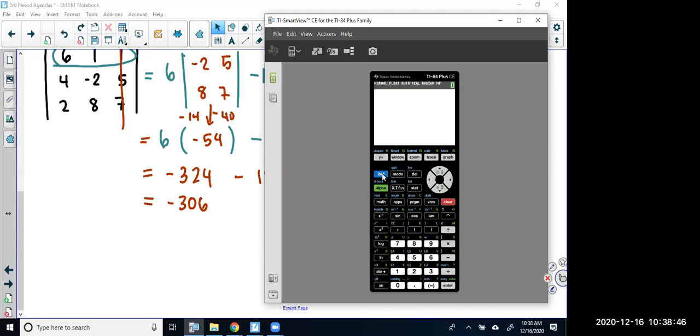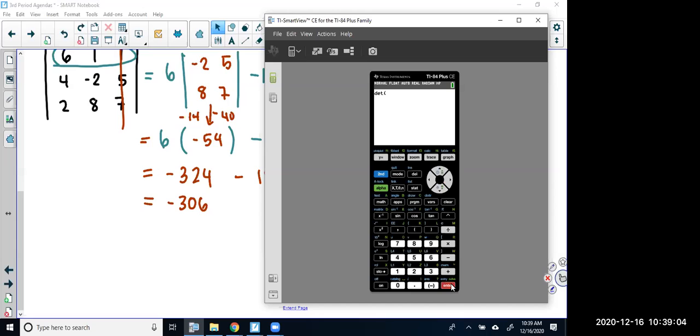So now I need to go back to the matrix thing. I hit second matrix, and now I go over to math. You can see matrix A should say 3 by 3 next to it, because we just made that 3 by 3. We go over to math, and that first one is the determinant. So I'm going to hit enter.